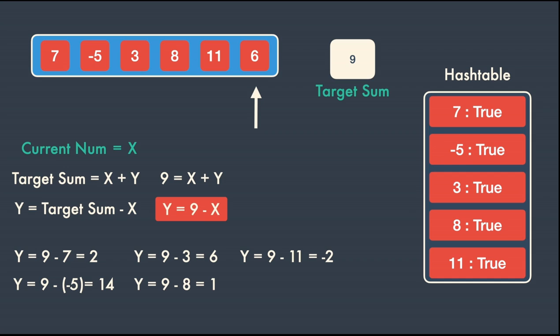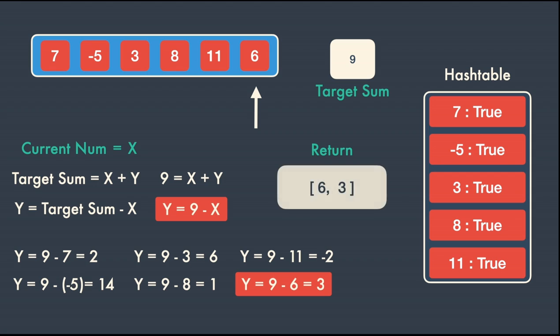And lastly, we solve for y, and here we say 9 minus 6 is equal to 3, and now we check if 3 is present in our hash table. And luckily it is, and finally we return 3 and 6 as our final answer, as you can see on the screen.